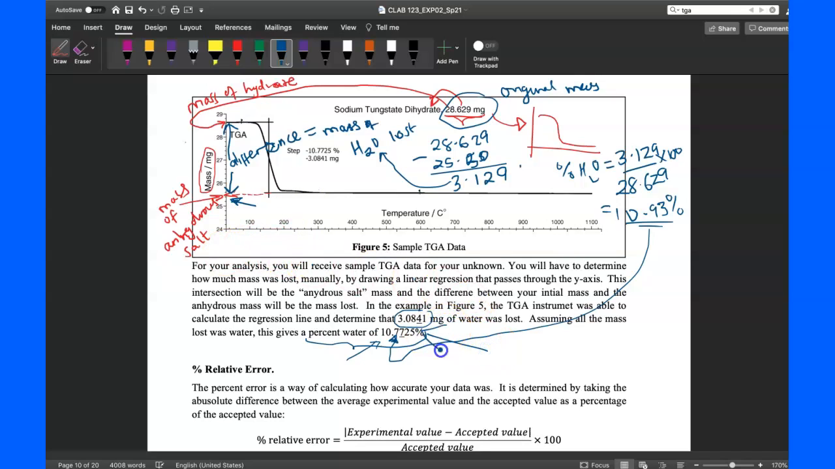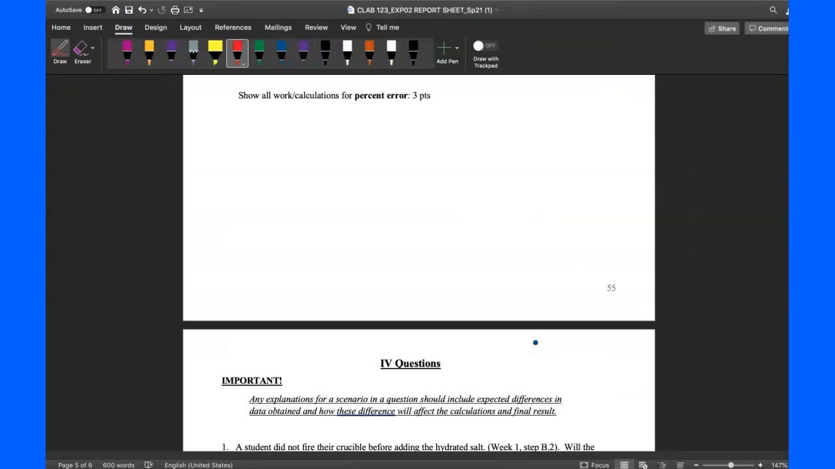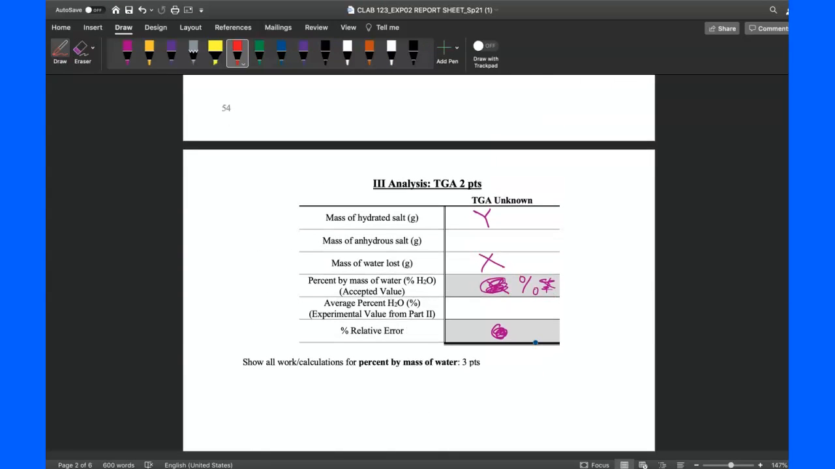This is actually what we call the accepted value. The accepted value that you need to calculate and fill in this data table. Where's the data table? Right here. So the accepted value needs to go right there. This is read from TGA. You have to calculate it yourself. I'll grade you on that one.